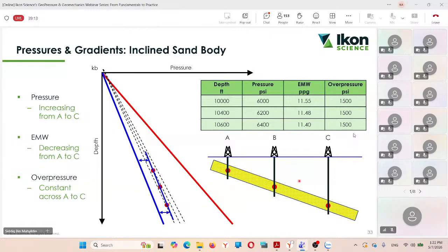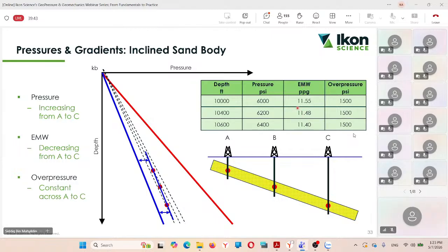Let's make it a little bit more complicated. For example, if you have an inclined sand body, they are connected. In this case, I have A, B, and C, and you can see I have pressure data from A, B, and C. You can quickly see that the pressure is increasing from A to C, which makes sense because the depth is increasing as well. But when you look at the equivalent mud weight, it decreases from A to C, which can feel a little bit counterintuitive at first.